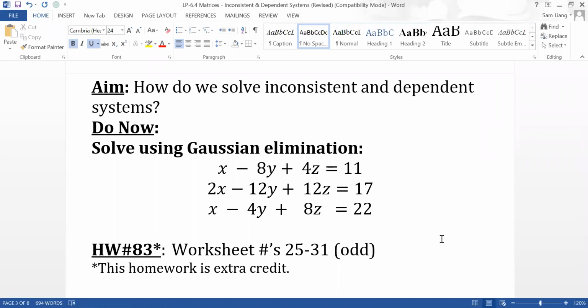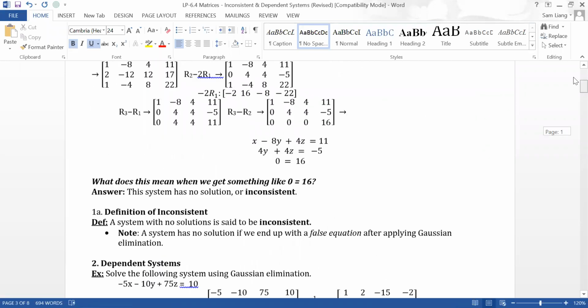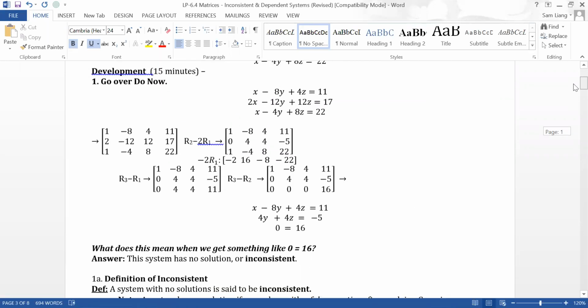All right, so let me go to the solution. Here it is. We have this system here, which I'm going to write as the matrix: 1, -8, 4, 11; 2, -12, 12, 17; and 1, -4, 8, 22.